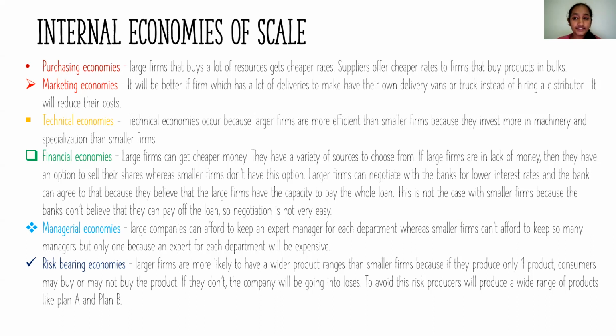Next, risk-bearing economies. Large firms are more likely to have wide product ranges than small firms, because small firms produce only one product. Consumers may buy or may not buy the product. If they don't, the company will go into loss. To avoid this risk, producers will produce a range of products, like Plan A and Plan B.